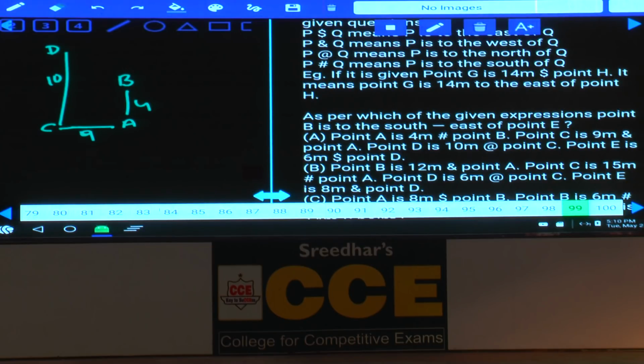And next one, point E is 6 meters to the east of D. E is 6 meters to the east of D from here, and E is here, 6 meters.